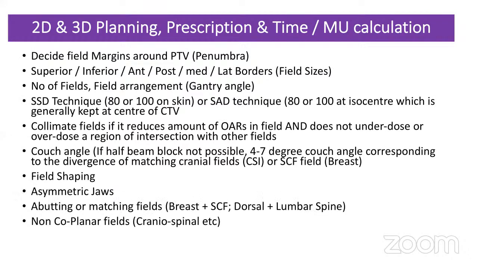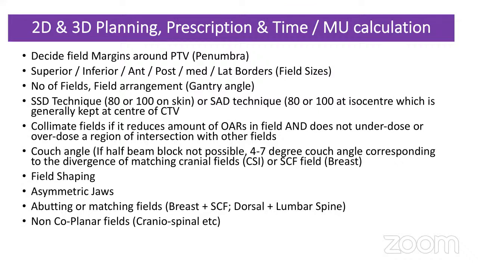Okay, so now decide the margins around the PTV, which will depend upon the penumbra. So this is the PTV, and beyond the PTV, what will be your field margin? Decide the borders, superior, inferior, anterior, posterior, medial, and lateral border, which will decide your field size. Okay. Number of fields that you will use, a field arrangement, which is gantry angle, whether it will be SSD technique or SAD technique. And SAD technique, which is 80 or 100, is isocentric, which is kept at the center of the clinical target volume.